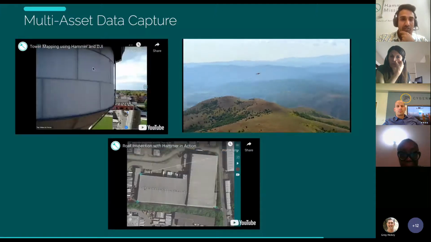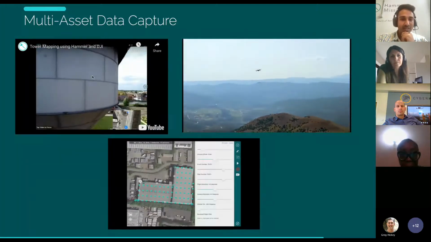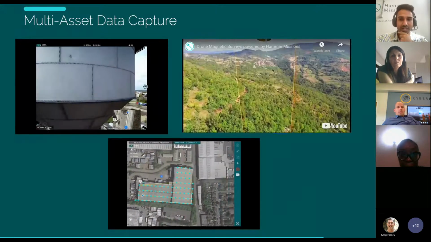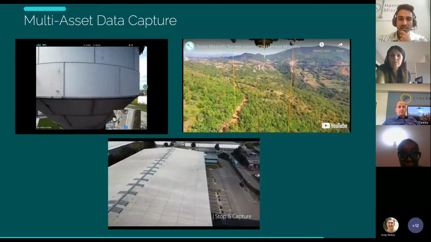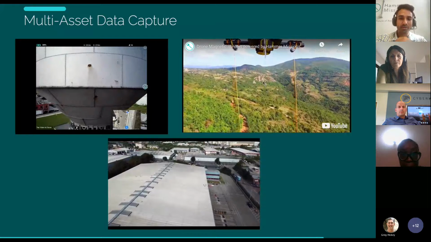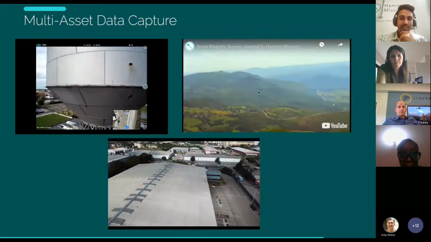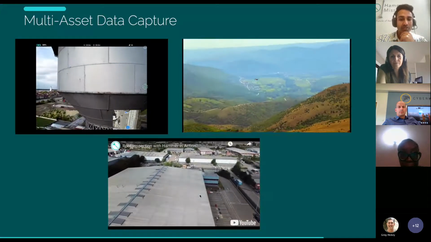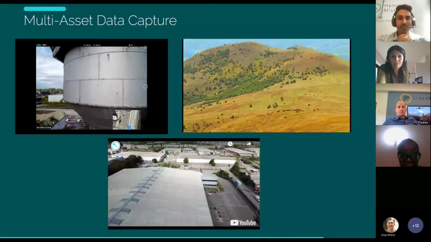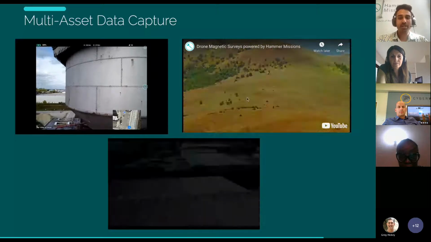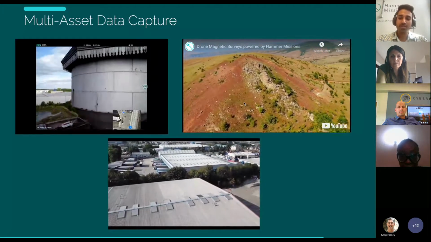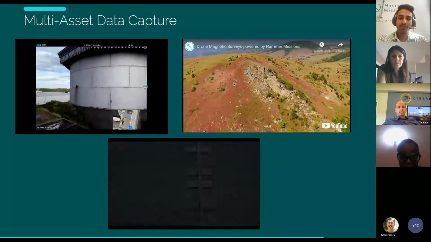So essentially we've got, for example, a tower being captured over here using Hammer. We've got a magnetic surveying mission being conducted with a magnetometer. Different industry, not in energy, mostly used in mineral exploration, but essentially a different type of sensor on the drone. And we've got a roof inspection being done, all using the same software platform. So all of the pilots have been trained in the same software and can use the same technology at the same time.